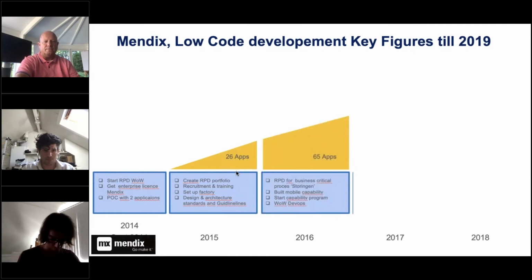Then in the year afterwards, we grew to 65 apps. We went into really business critical applications like outage management. That is storing in Dutch, I see here, but it's outage management. We built up the mobile capability. So from the 100 apps that we developed till 2018, at the end of the day, 45 were mobile applications, more in inspections, which added a lot of value for the engineers.